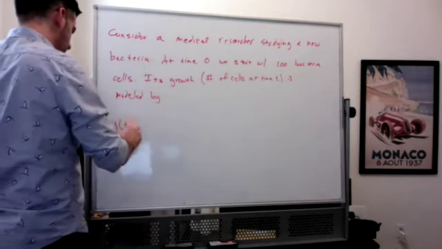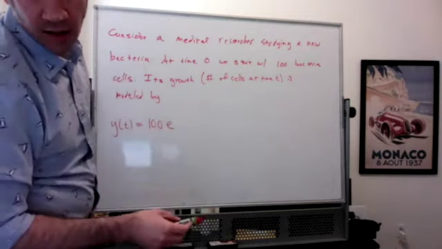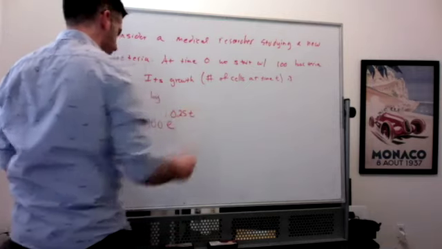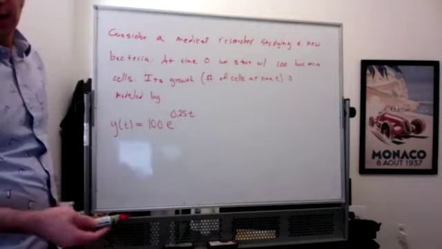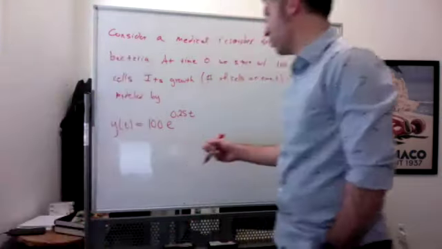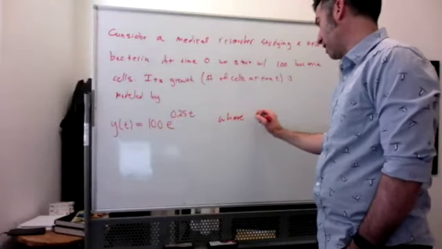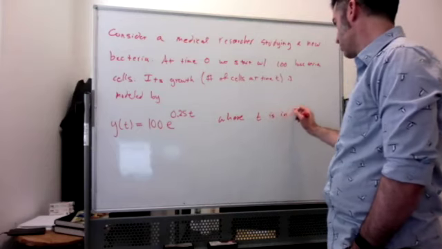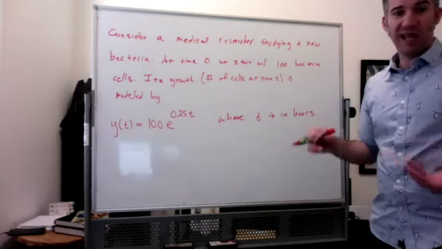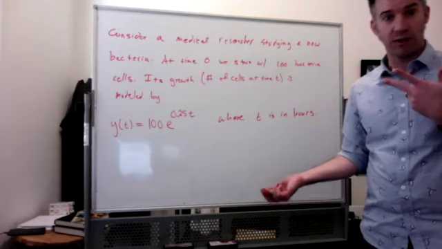Y of t equals 100 e to the 0.25 times t. So we can kind of look at what this looks like. And I should say one more thing, where time is measured in hours. So we could ask lots of questions like how many bacteria are going to be in 1 hour or 2 hours or 3 hours or 4 hours.